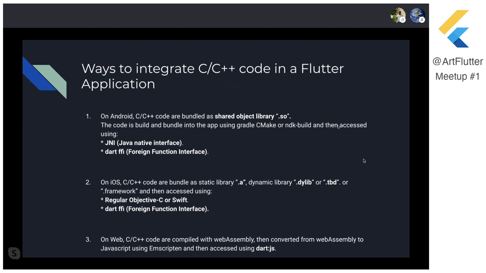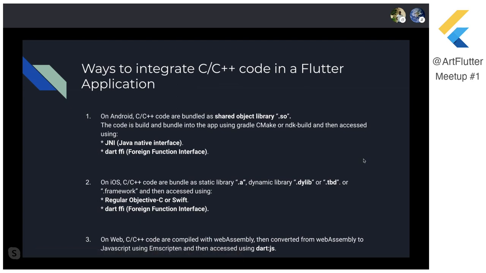And on web, if you want to integrate C and C++ code, you have to first compile it to WebAssembly. And then from WebAssembly, you have to convert it to JavaScript using the Emscripten tool, this one. And then you can access it using Dart JS.